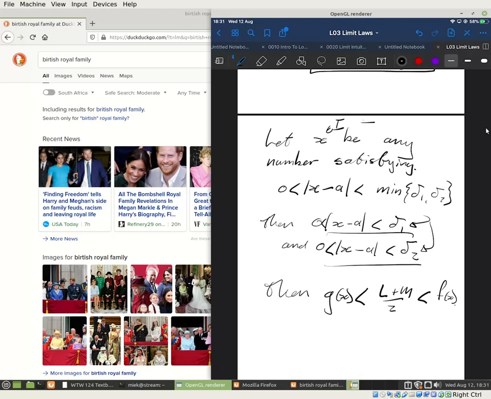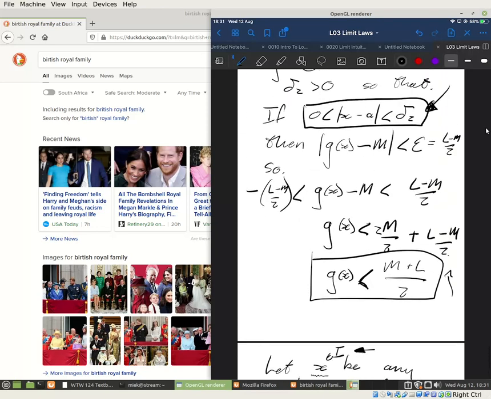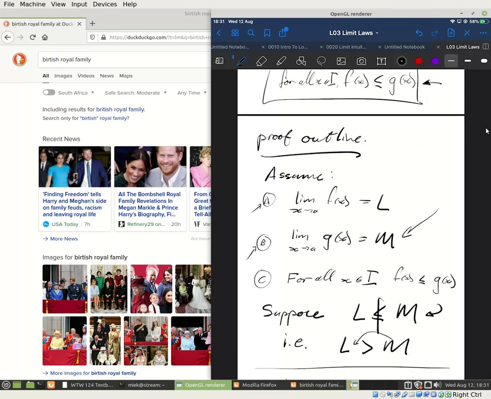So here we have now constructed an element in I for which g of x is less than L plus m over 2, but this same x, f of x, is bigger than L plus m over 2. So g of x is less than f of x. But this contradicts our assumption. What does it contradict? This contradicts assumption C.